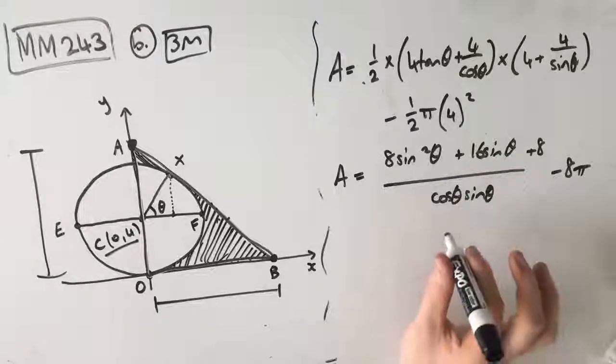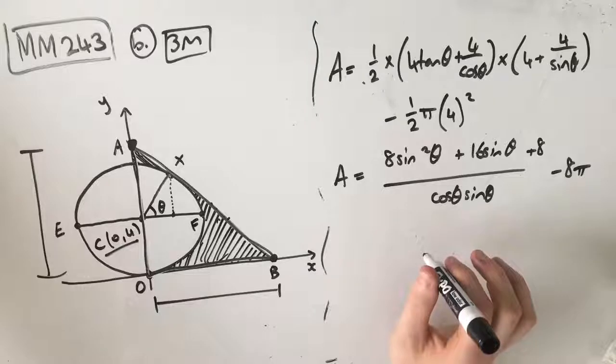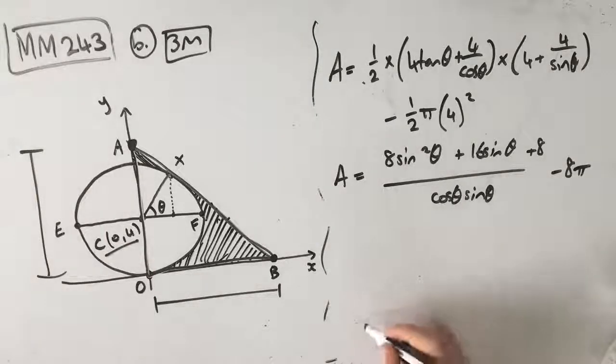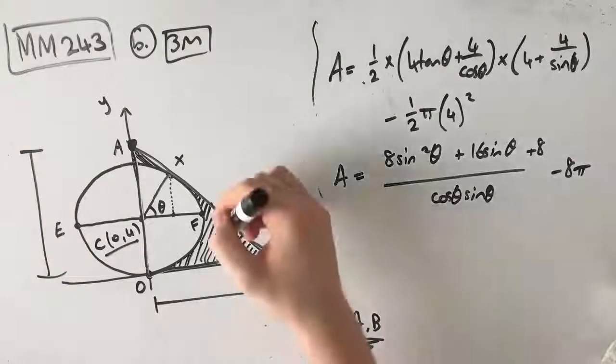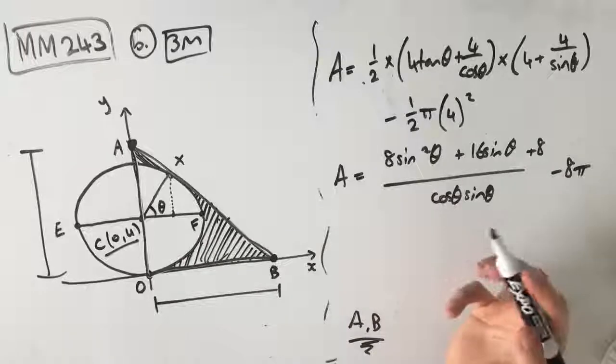So we know that the area has to be minimum. Actually, did I say where we get our first mark? No. So our first mark comes when we find A and B. As soon as we find those two coordinates, that's our first mark. We know that the area has to be at a minimum, because that's what we're trying to find.